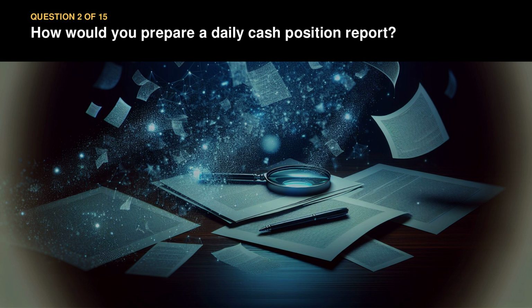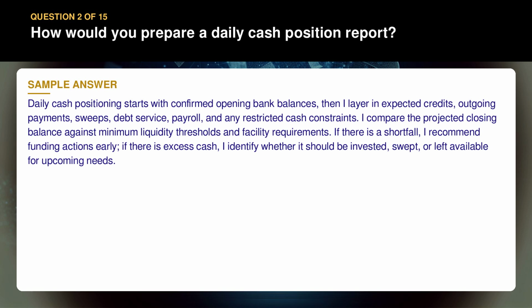Question 2. How would you prepare a daily cash position report? Daily cash positioning starts with confirmed opening bank balances. Then I layer in expected credits, outgoing payments, sweeps, debt service, payroll, and any restricted cash constraints. I compare the projected closing balance against minimum liquidity thresholds and facility requirements. If there is a shortfall, I recommend funding actions early. If there is excess cash, I identify whether it should be invested, swept, or left available for upcoming needs.